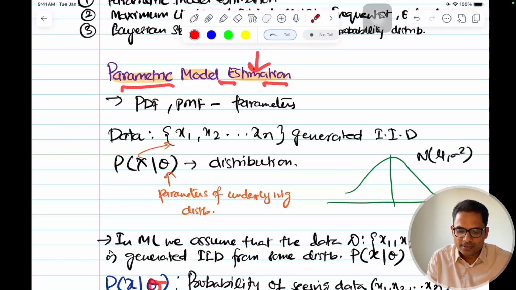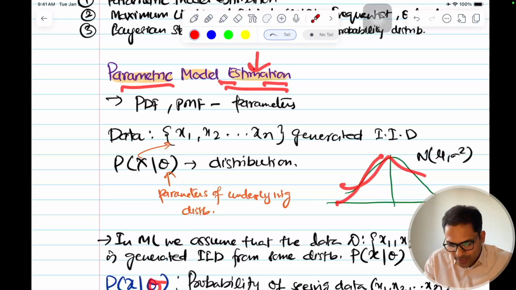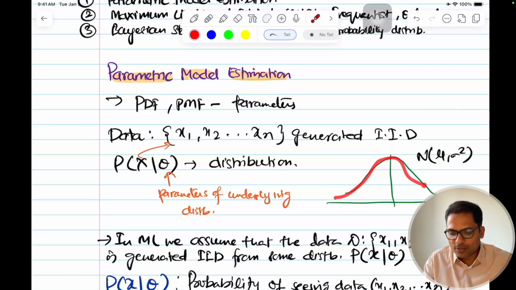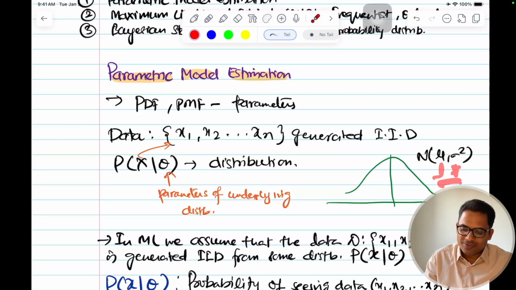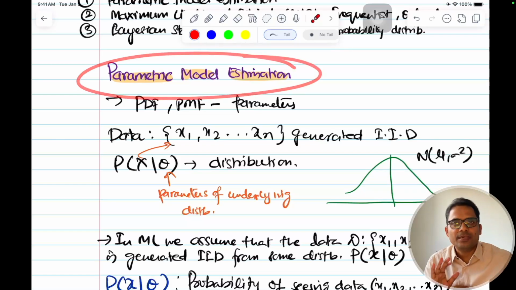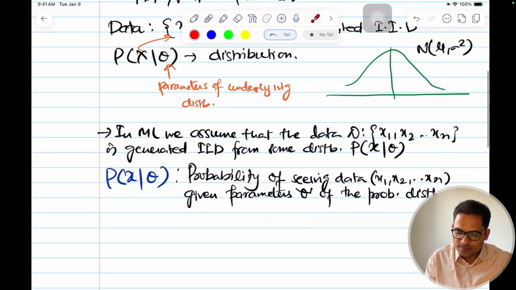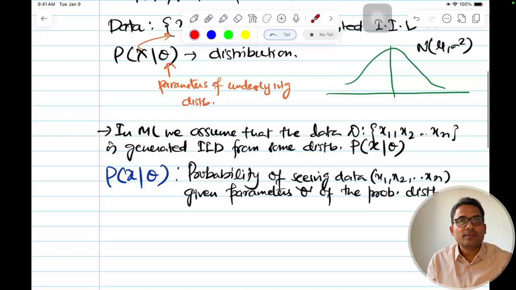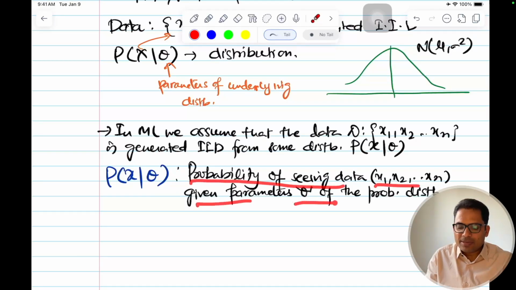This is the model. If it is a Gaussian, I'll try to predict a Gaussian. My model would be a Gaussian model, and I'll try to predict the model's mu and sigma, for which it will be the best fit to the data that I have. I have to predict that. That's what parametric model estimation means. I hope this is clear. And this is the distribution's definition: probability of seeing data given parameters theta of the probability distribution.